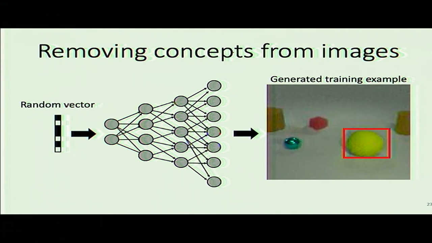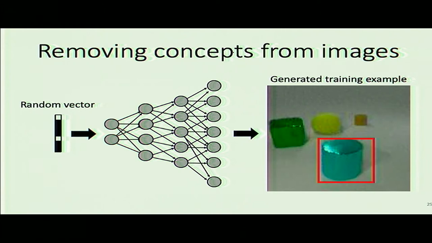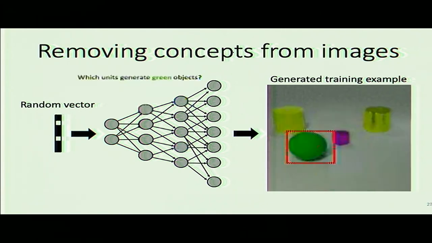So let's say we know exactly where the yellow responsible units are in the generative model. If we zero them out, we're going to basically remove yellow. Or if we knew where the cylinder units are, if we zero them out, we're going to remove the cylinders. Now, how do we know exactly where the units responsible for green are?